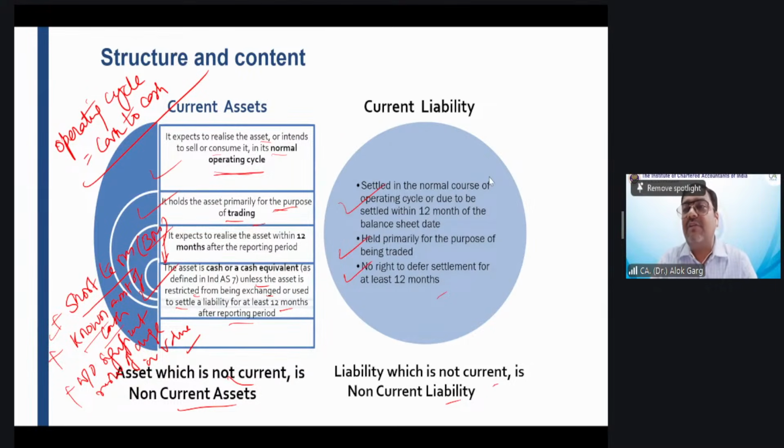But yes, a disclosure will be required that the bank has agreed and this liability has been classified as a non-current liability from the current year. Okay. Is that clear? It has to be shown as a current liability. Okay. Now another example.